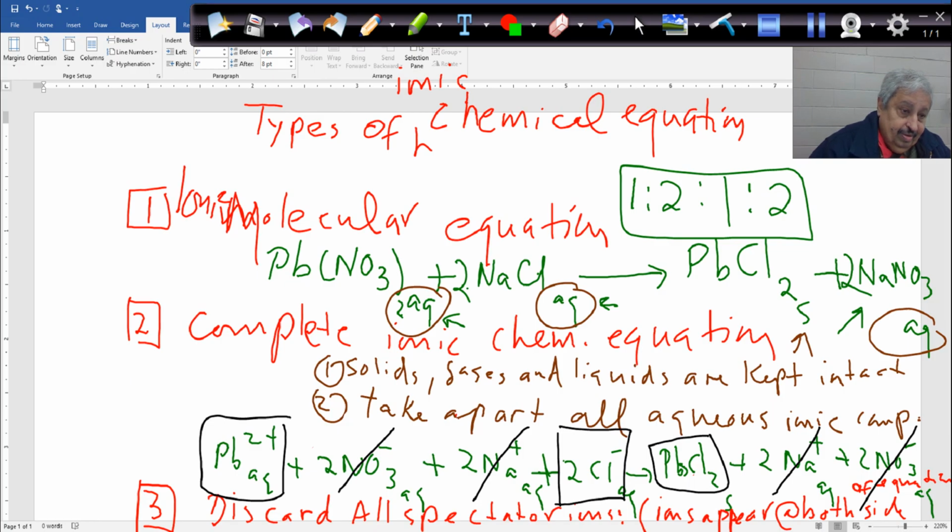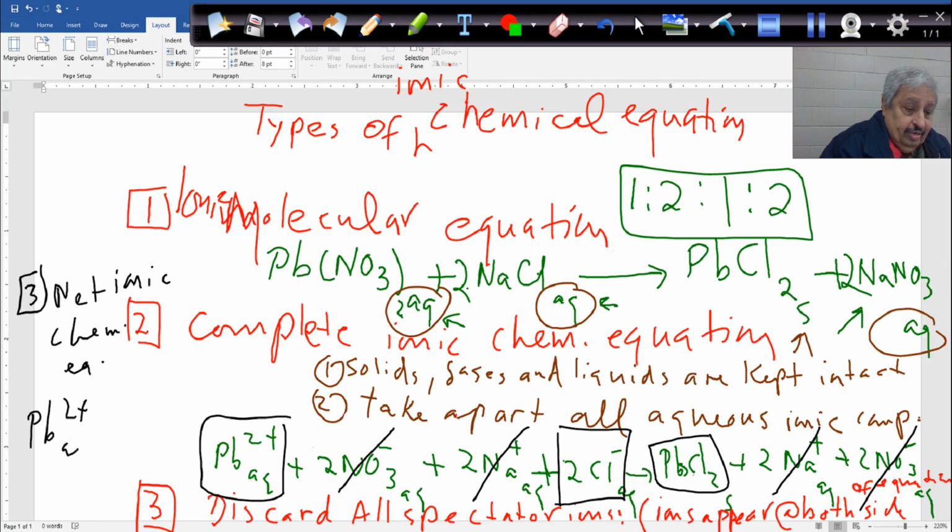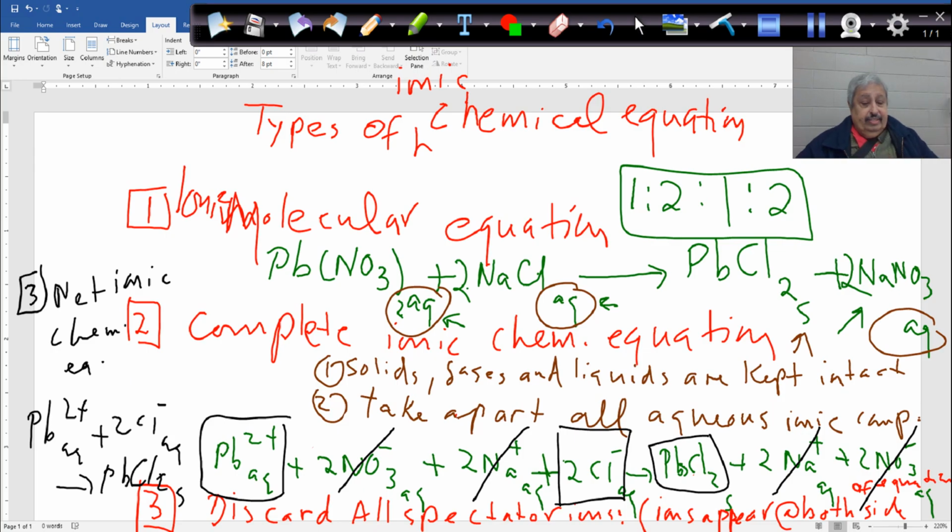This is number 3. The net ionic chemical equation will be lead 2 plus aqueous plus 2 chloride aqueous will give us lead chloride solid. This is the net which we have. We have discarded all the spectator ions. This is the 3 types of ionic chemical equation there.